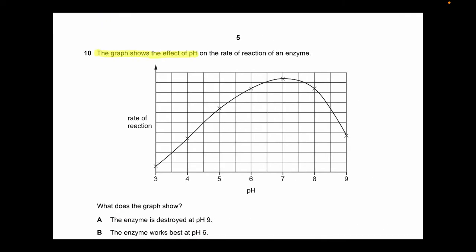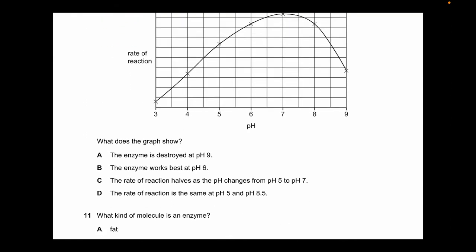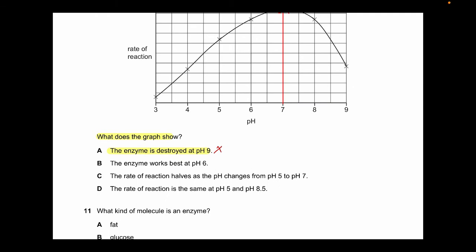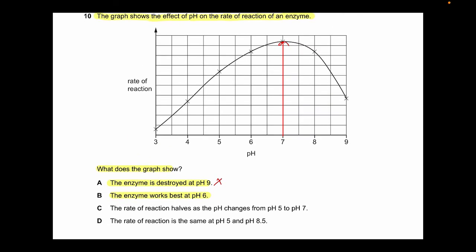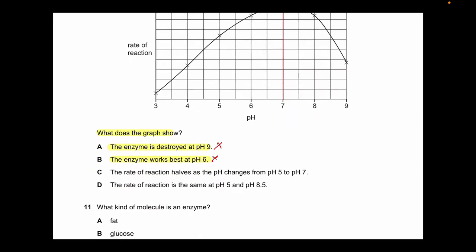The graph shows the effect of pH on the rate of reaction of an enzyme. We can see the enzyme has the best rate of reaction at pH 7. What does the graph show? The enzyme is destroyed at pH 9. Well, the enzyme still has some rate of reaction at pH 9, so it is not destroyed. The enzyme works best at pH 6. We can see at pH 7 it has the highest rate of reaction, so that is also a wrong statement.